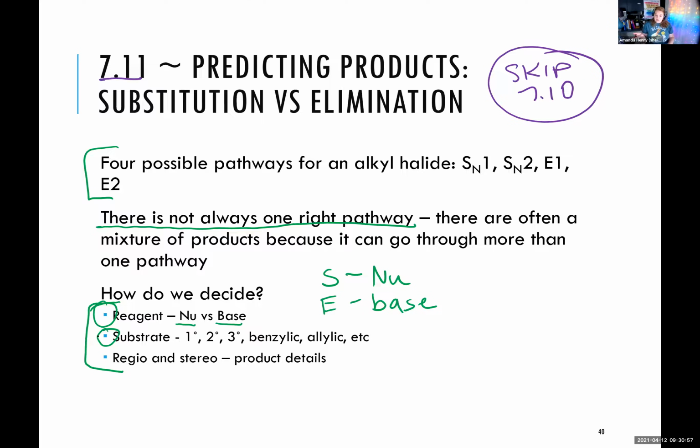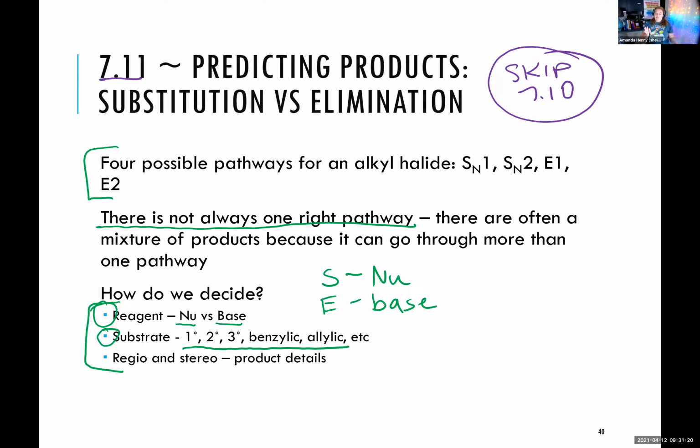Next, we look at our substrate. Is our alpha carbon, so where our halogen is attached, primary, secondary, tertiary, benzylic, allylic? Because that can help us decide, will it form a stable carbocation or not? Will it form a highly substituted alkene or not? It's going to, again, help us decide which pathway to go down.